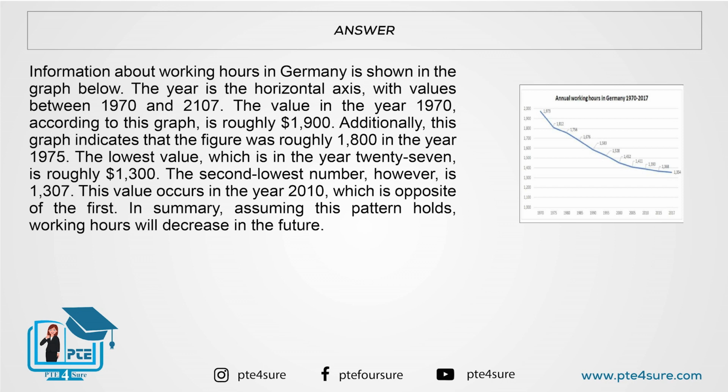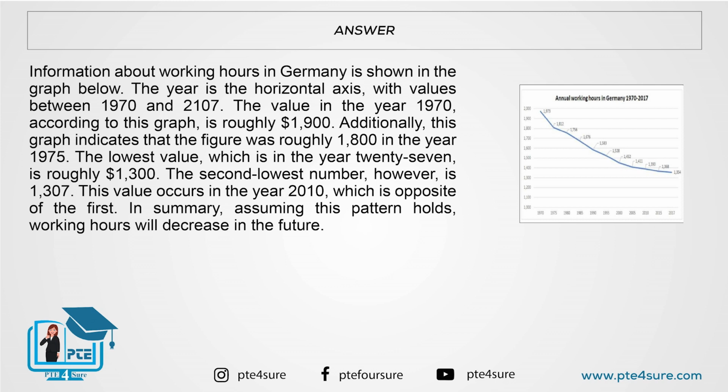Information about working hours in Germany is shown in the graph below. The year is the horizontal axis, with values between 1970 and 2017. The value in the year 1970, according to this graph, is roughly $1,900. Additionally, this graph indicates that the figure was roughly 1,800 in the year 1975.